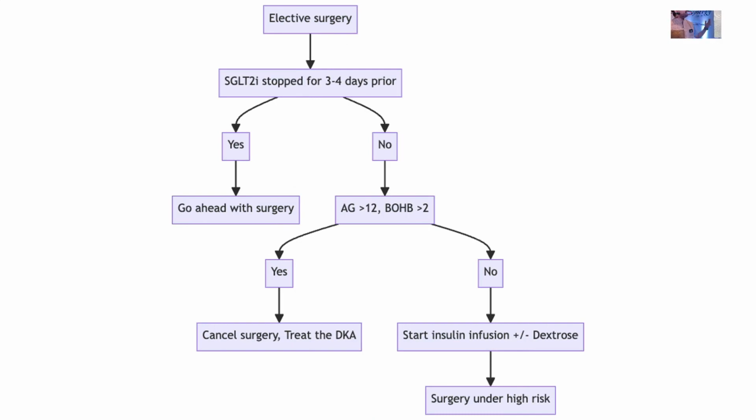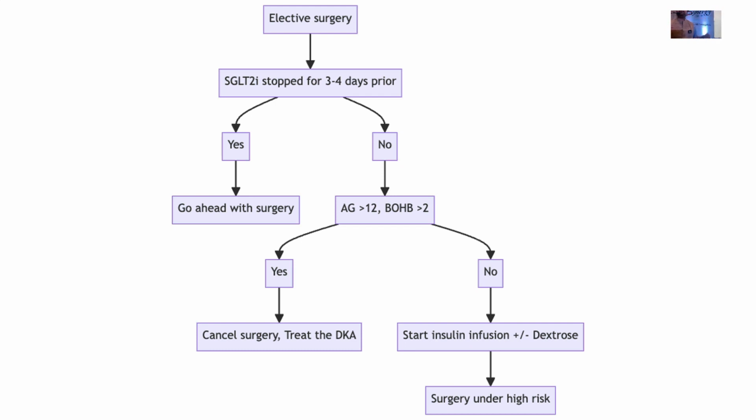Now let's look at an elective surgery situation. In an elective surgery, as per the US FDA guidelines, you have to stop the SGLT2 inhibitor 3 to 4 days before surgery. If the patient consulted you 3-4 days before the surgery and you stopped the drug, then after 3-4 days you can go ahead with surgery. There is no problem. You have followed the rules properly.